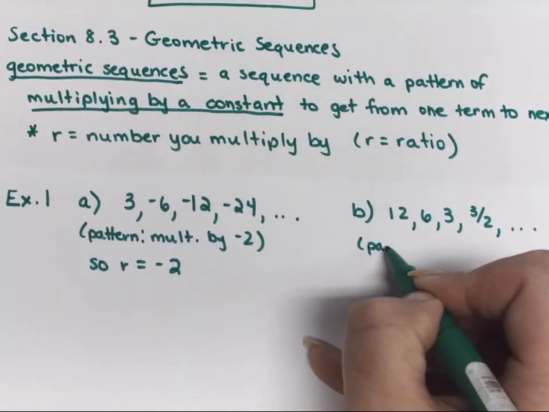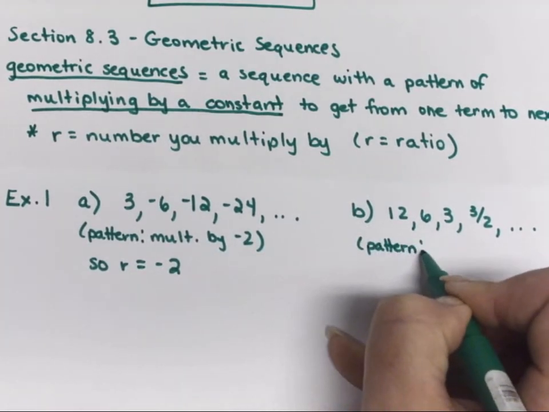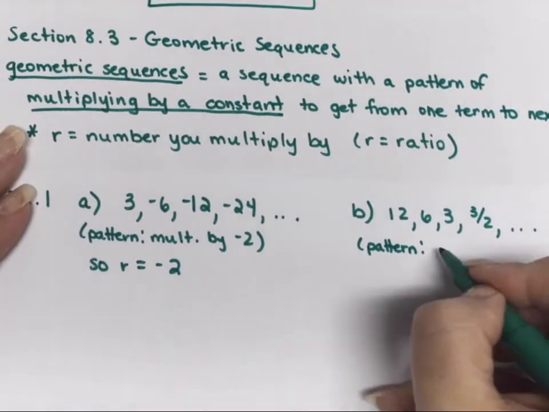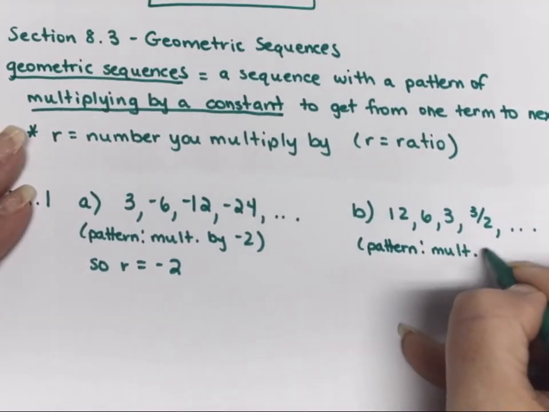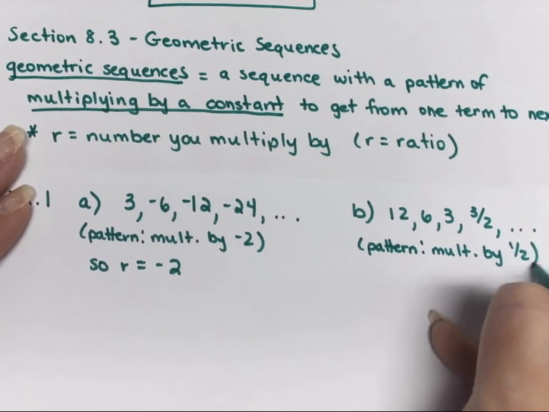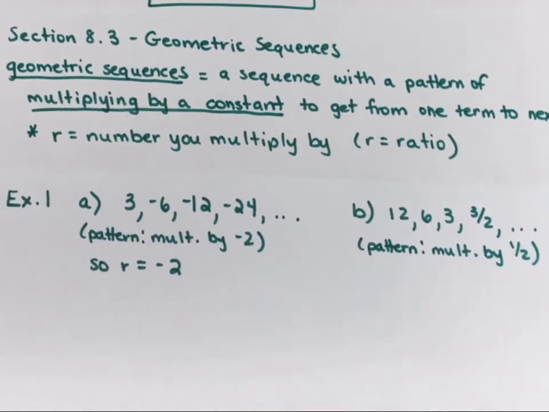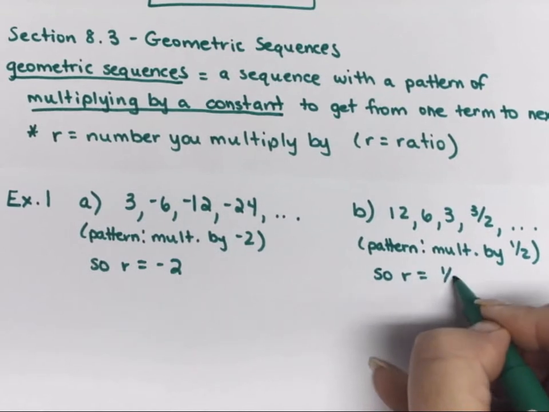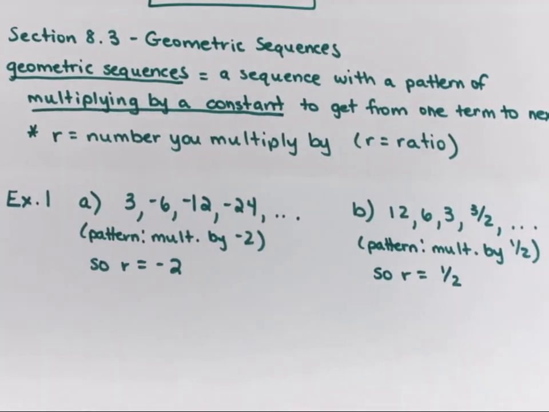Okay, so what about in part B? If you're tempted to say divide by 2, that's not wrong, but the pattern is always what we're multiplying by. So what's another way to say dividing by 2 that has the same effect? Yeah, it's multiplying by a half. Multiplying by a half is the exact same thing as dividing by 2. So here the R is a fraction. If the numbers are getting smaller, you're going to have a fractional R. If the numbers are getting larger, you're going to have a number larger than 1.